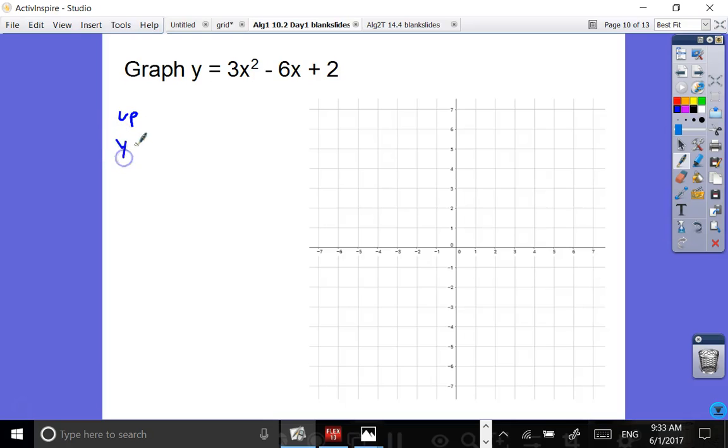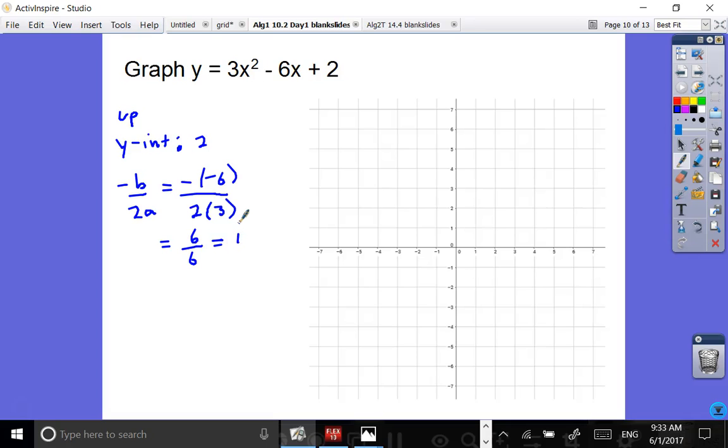What is the y-intercept? 2. Okay. And now we've got to calculate the x-coordinate of the vertex. Negative b divided by 2a. Right. What am I going to plug in here? Negative, negative 6. Remember, the b is negative, so it's got to be negative, negative, over 2 times... What is the a? 3. Okay, so now we've got 6 over 6, which is 1. So we got the x-coordinate of the vertex.